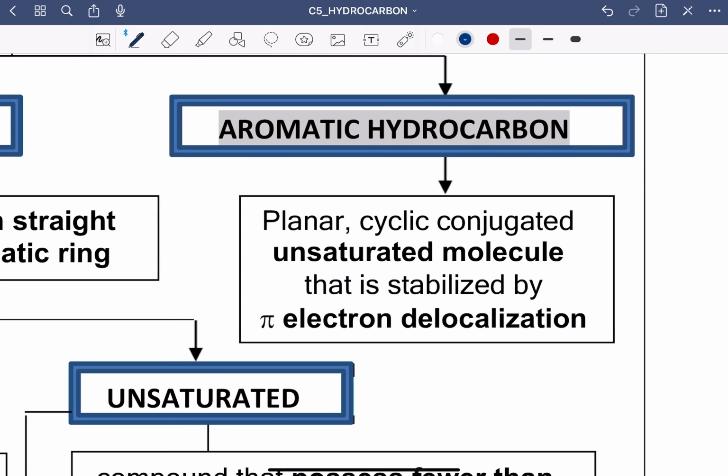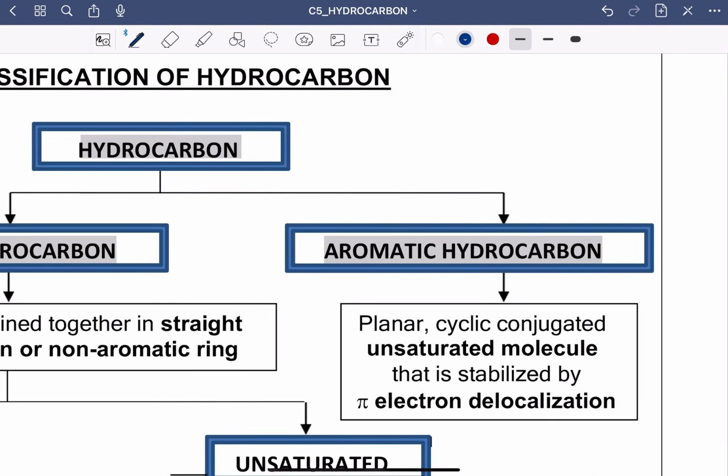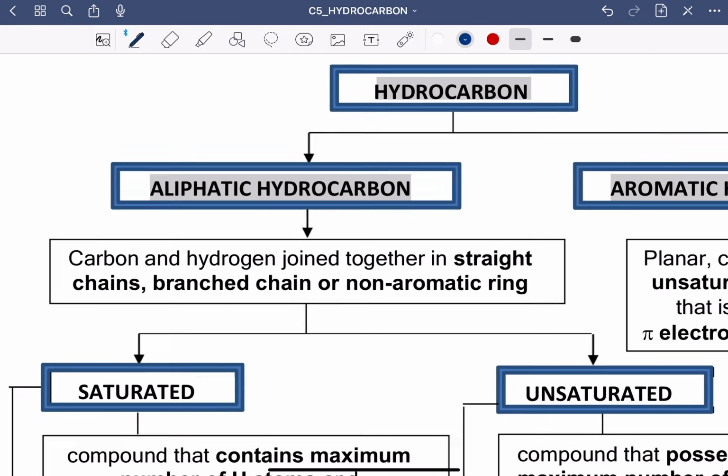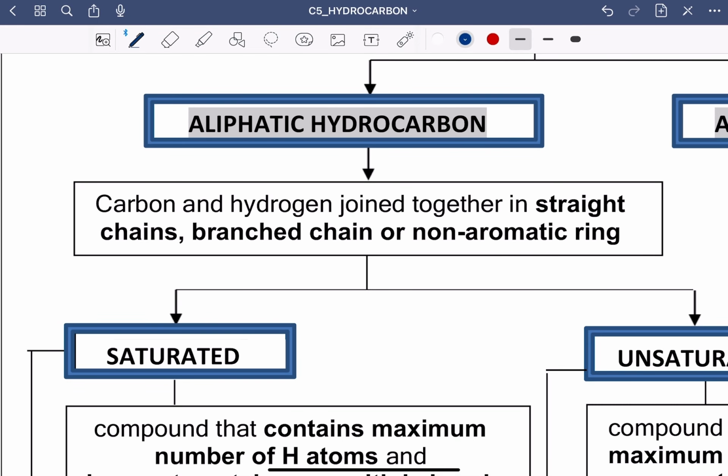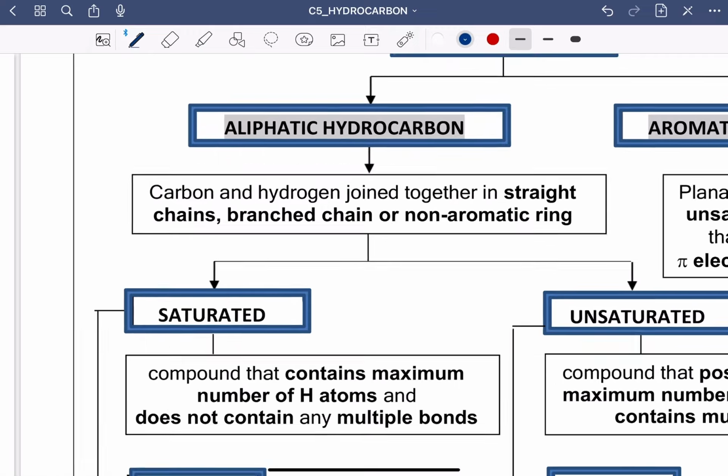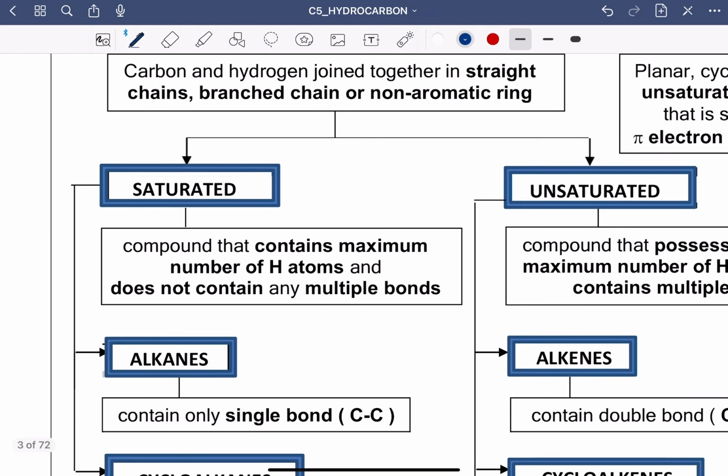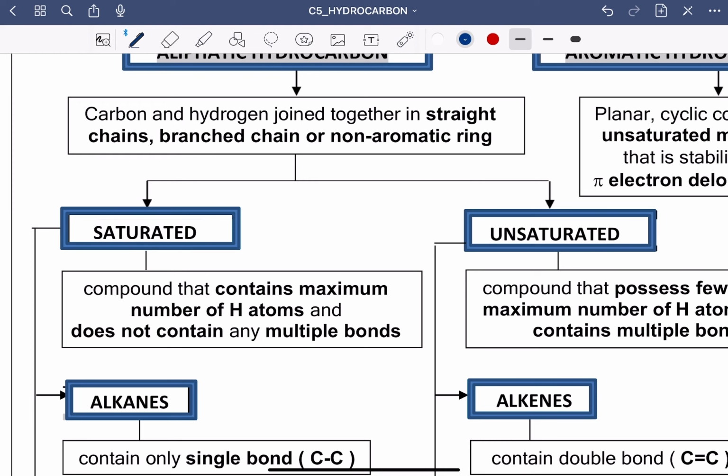As you can see, the characteristic is that it must be a planar, cyclic, conjugated, unsaturated molecule that is stabilized by pi electron delocalization. For this one, you're going to learn more in benzene, which is the chapter after this, chapter 6. But let's focus on aliphatic hydrocarbon. It is carbon and hydrogen joined together in straight chain, branch chain, or non-aromatic ring. What is that? We will explain to you later.